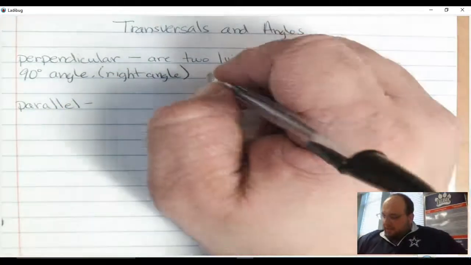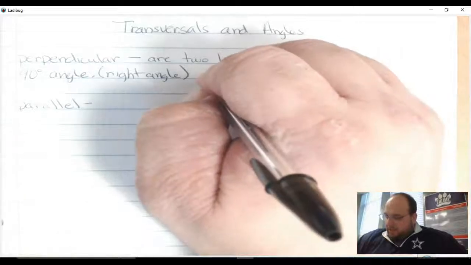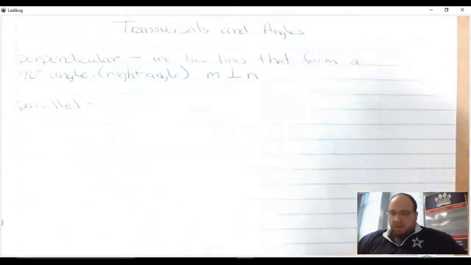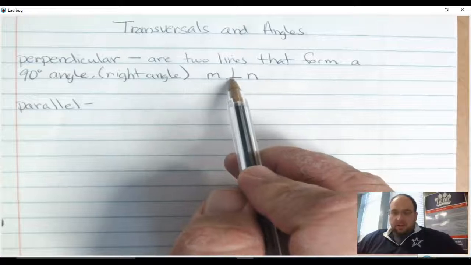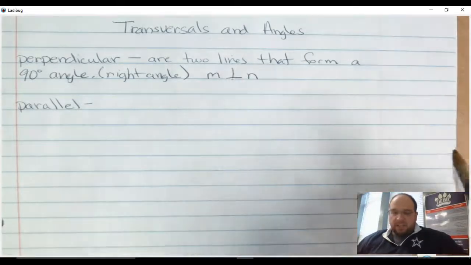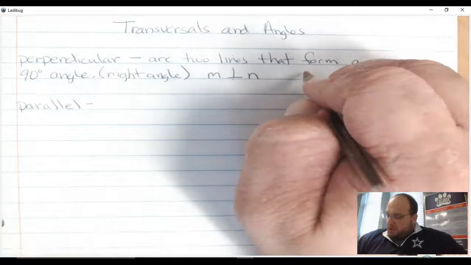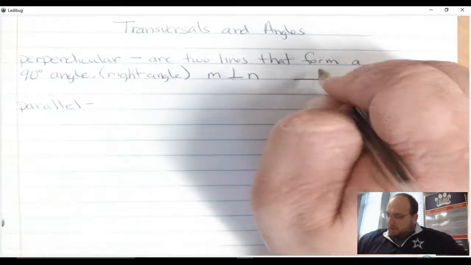You might see it written a couple ways. First way you might see it written is if you have M is perpendicular to N. So you're going to see this little thing right here that looks like an upside down T. That means perpendicular. If you were to actually see a visual, this is what it would look like.